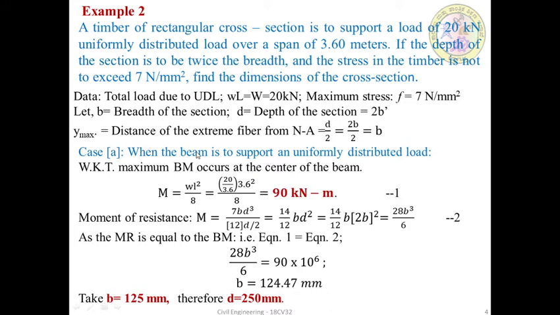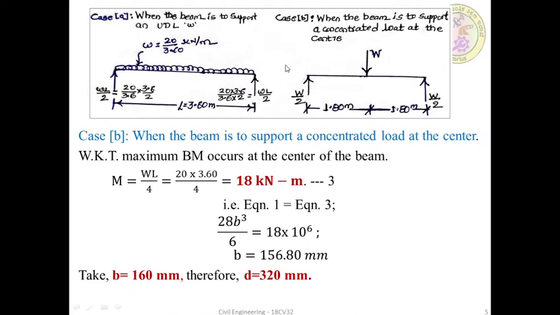So for the first case, when the beam is to support a uniformly distributed load W, W is equal to 20 kilonewton over a length of 3.6 meters. This is the UDL acting over the beam. The reactions are WL by 2 and WL by 2, and the length of the beam is equal to 3.6 meters.